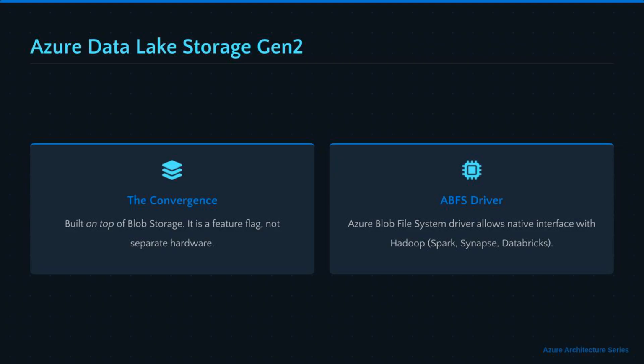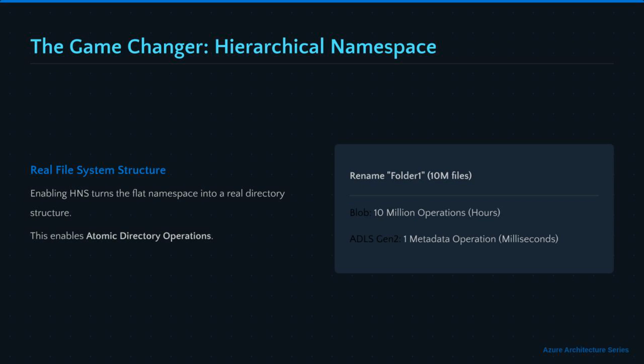Remember how I said blob storage is flat? When you enable HNS, you turn that flat namespace into a real structural file system. You get actual directories and subdirectories. Let's go back to that rename example. In ADLS Gen 2, if you want to rename a folder containing 10 million files, it is a single atomic metadata operation. It updates the parent directory reference and boom, it's done in milliseconds.